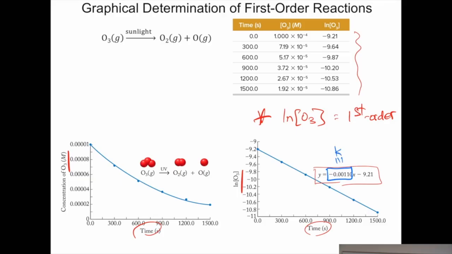K is negative. I know I said earlier it's negative K, but don't get confused with the swapping of the signs. This is K, but K has a negative value. It's a negative slope, so the value of K is negative.